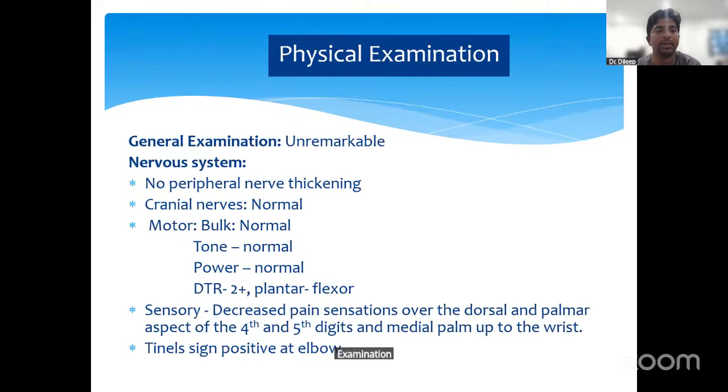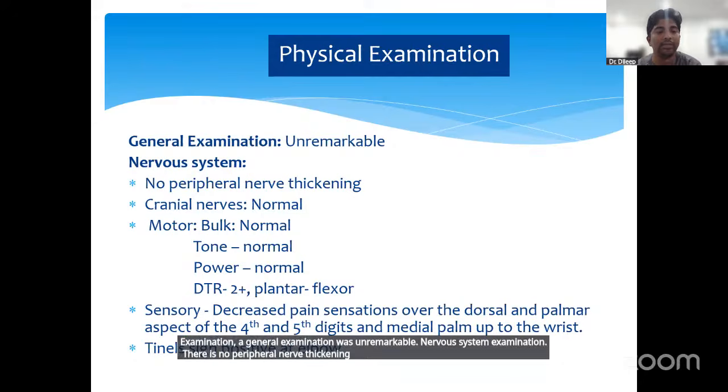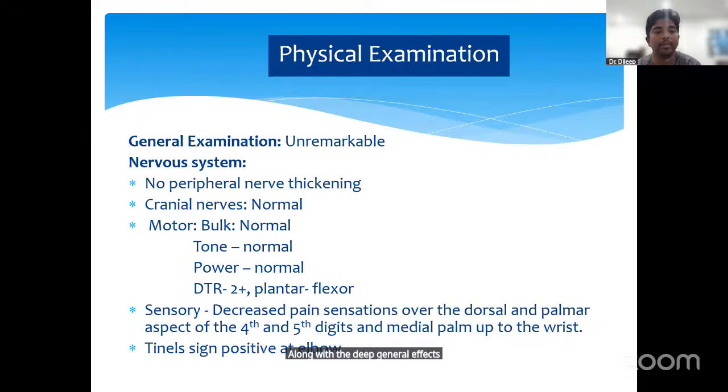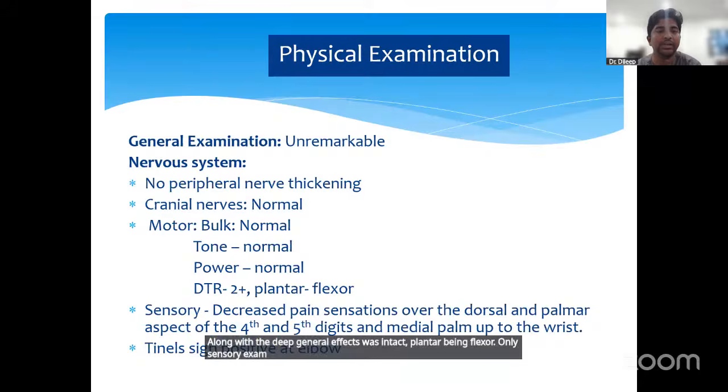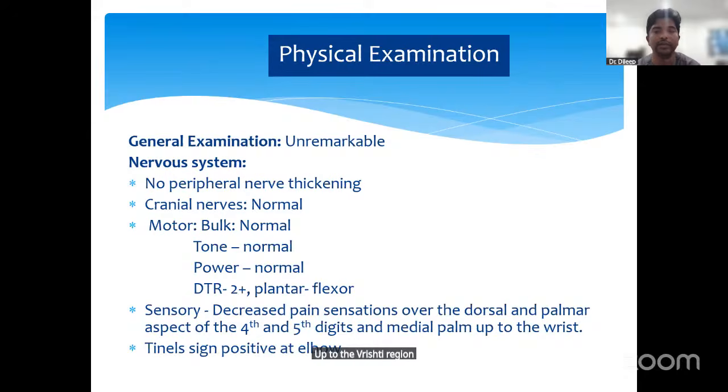Examination: general examination was unremarkable. Nervous system examination: there is no peripheral nerve thickening. Cranial examination was normal. On motor examination, bulk, tone and power were normal. Deep tendon reflexes were intact, plantar being flexor. Only the sensory examination shows significant changes: decreased pain sensation over the dorsal and palmar aspect of the fourth and fifth digits and the medial palm up to the wrist region. There is no further loss of sensation in the forearm. Tinel sign is positive at the elbow in this patient.